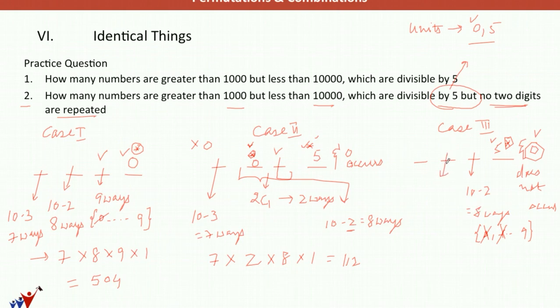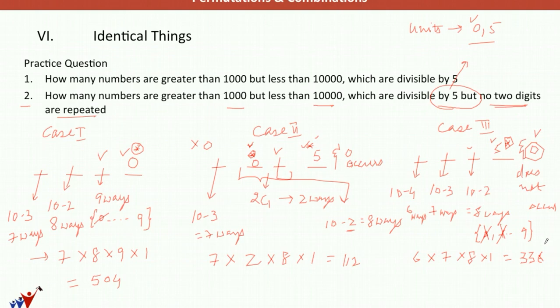Similarly, this hundreds place can be filled up in 10 minus 3, 7 ways, because 0 cannot occur, 5 cannot occur, and one number which has already been taken up here cannot occur. And this thousands place can be filled up in 10 minus 4 or 6 ways. So I have 6 ways here. So how many numbers are possible? I have 6 multiplied by 7 multiplied by 8 multiplied by 1. This gives me a total of 336 numbers.